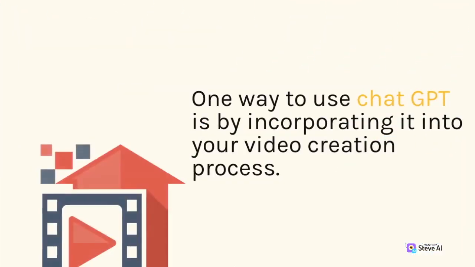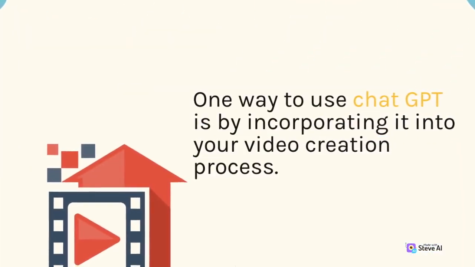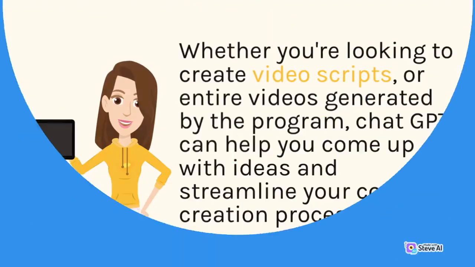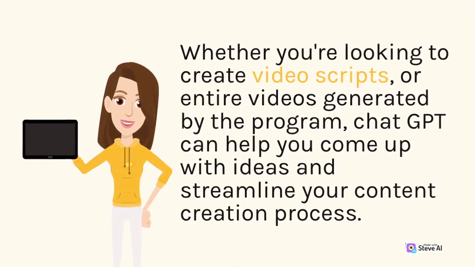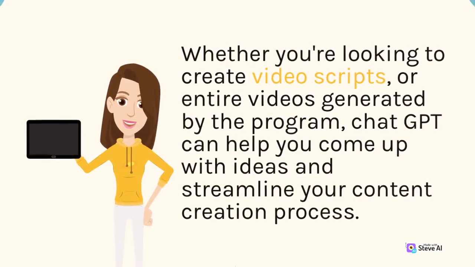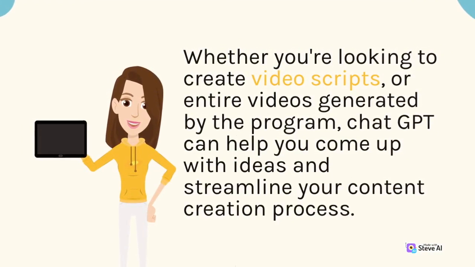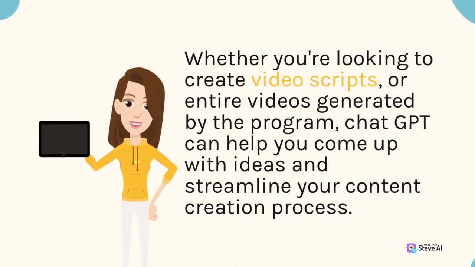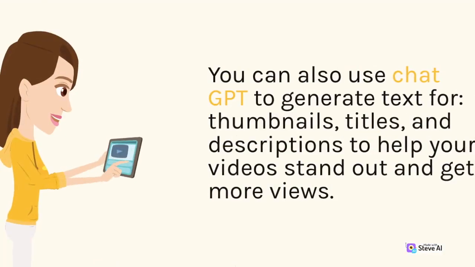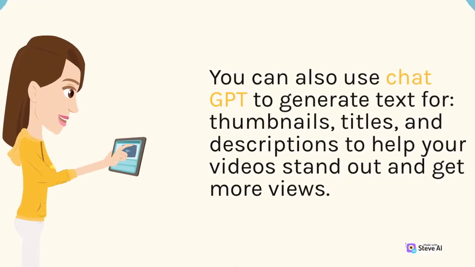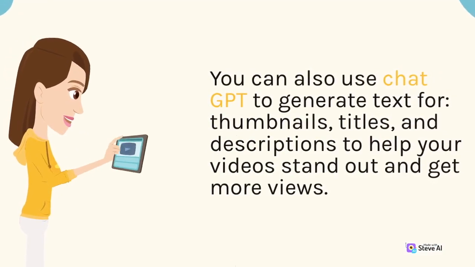One way to use ChatGPT is by incorporating it into your video creation process. Whether you're looking to create video scripts or entire videos generated by the program, ChatGPT can help you come up with ideas and streamline your content creation process. You can also use ChatGPT to generate text for thumbnails, titles, and descriptions to help your videos stand out and get more views.